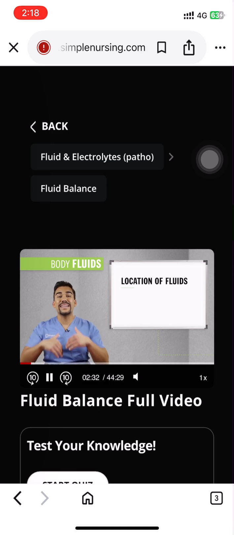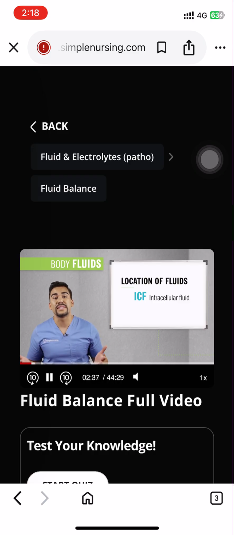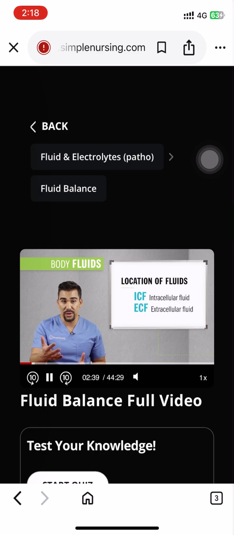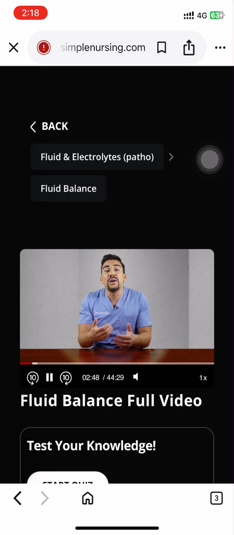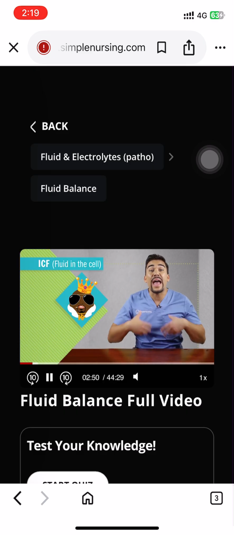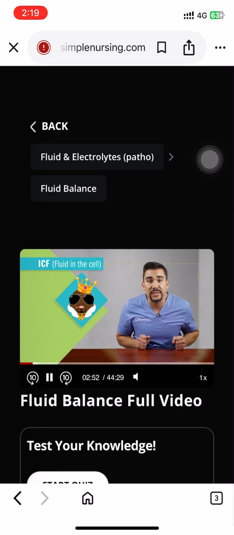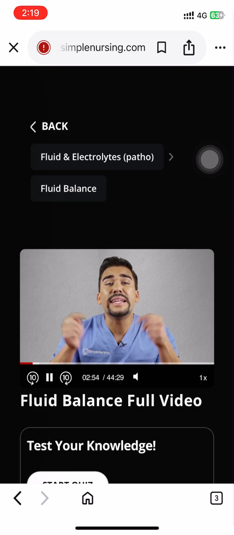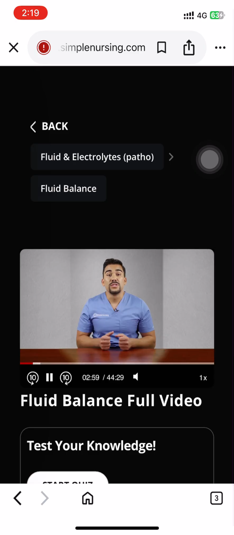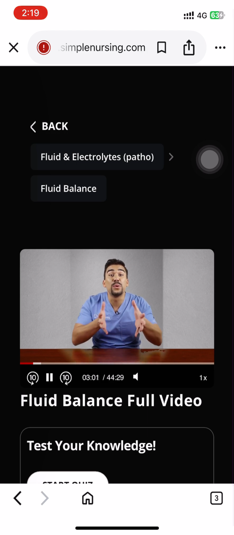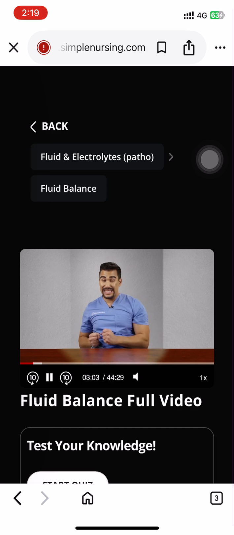Now, body fluid is located in 2 main areas. Fluid inside the cell called the ICF, the intracellular fluid, and fluid outside the cell called the ECF, the extracellular fluid. So let's start with the ICF, intracellular fluid. So the fluid inside the cell. Our key electrolyte is potassium, who I call King Potassium. He's the king of action and contraction in your muscles. Now, he's the most abundant electrolyte inside the cell because of the fancy sodium-potassium pump. So please just remember that potassium is pulled from outside the cell to inside the cell.